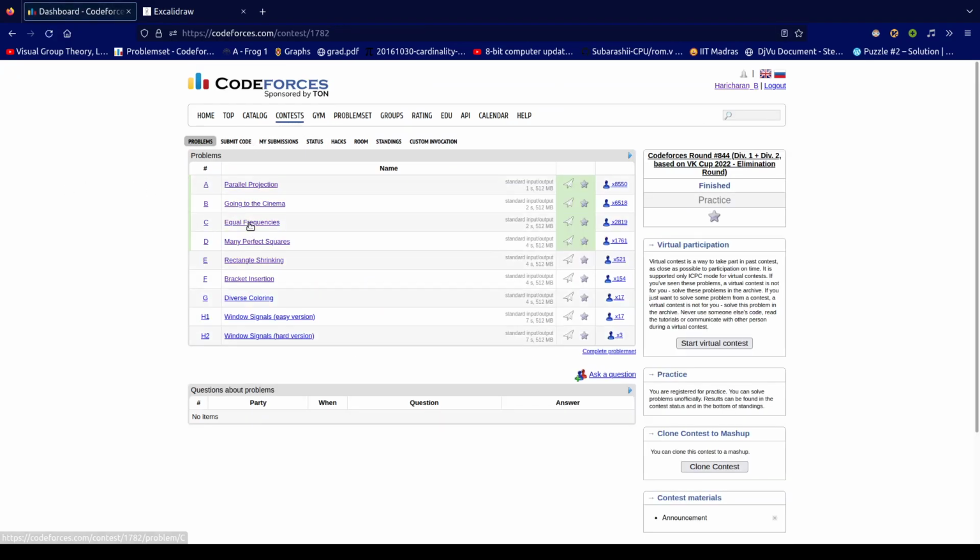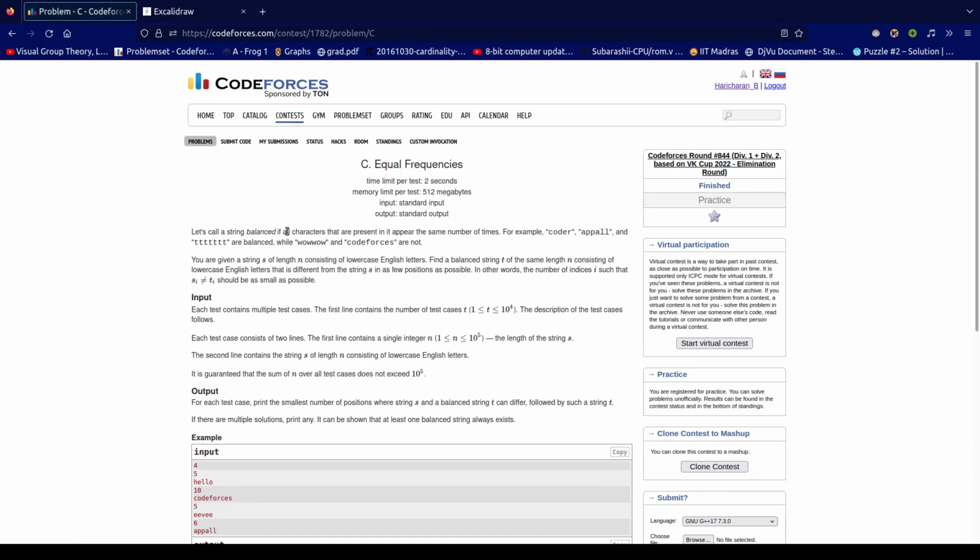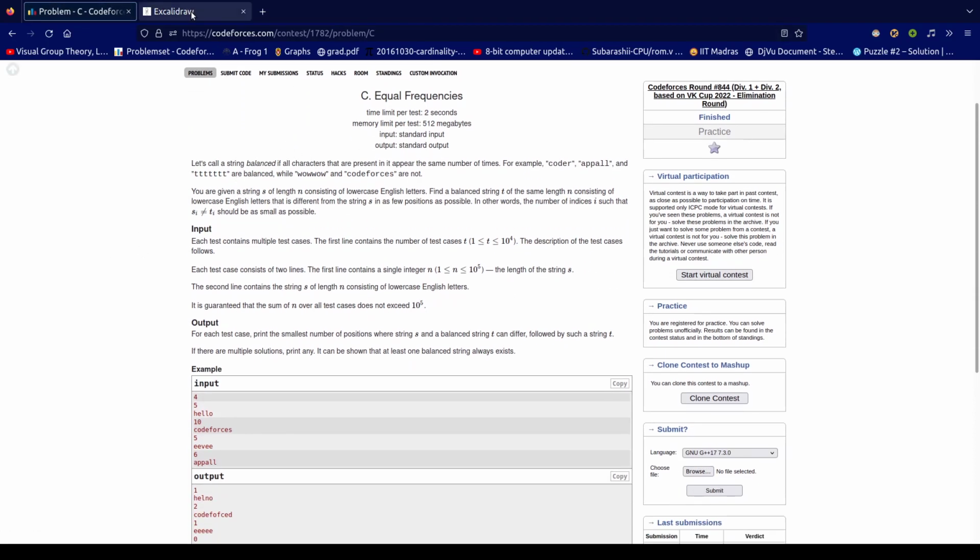Now let's look at the third problem. The third problem is actually a very nice question. It also has a slightly complicated solution, as in the implementation is very hard. So you can read through the question if you want.